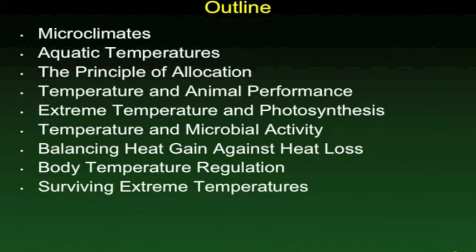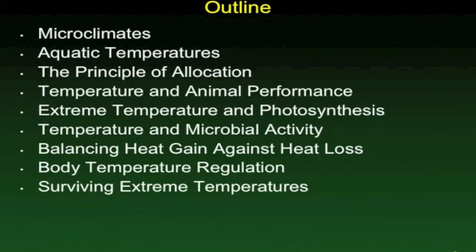And we'll study that principle of allocation, and then look at the performance of animals at different temperatures, and then look at plants for a bit and understand that plants do photosynthesis best at certain temperatures. High temperatures tend to cause a reduction in photosynthesis. And then we'll talk about microbes and get a feel for how microbes have adapted to different temperatures. For example, the microbes that live inside of our bodies are best suited for living in a temperature of 98.6. Yet there are some microbes that live in very, very cold climates, and some that are living in very hot environments.